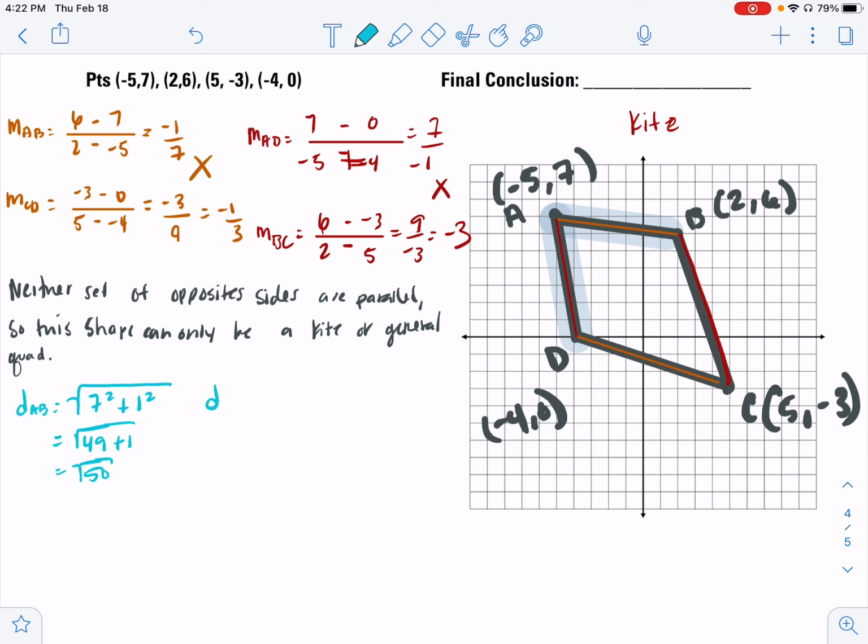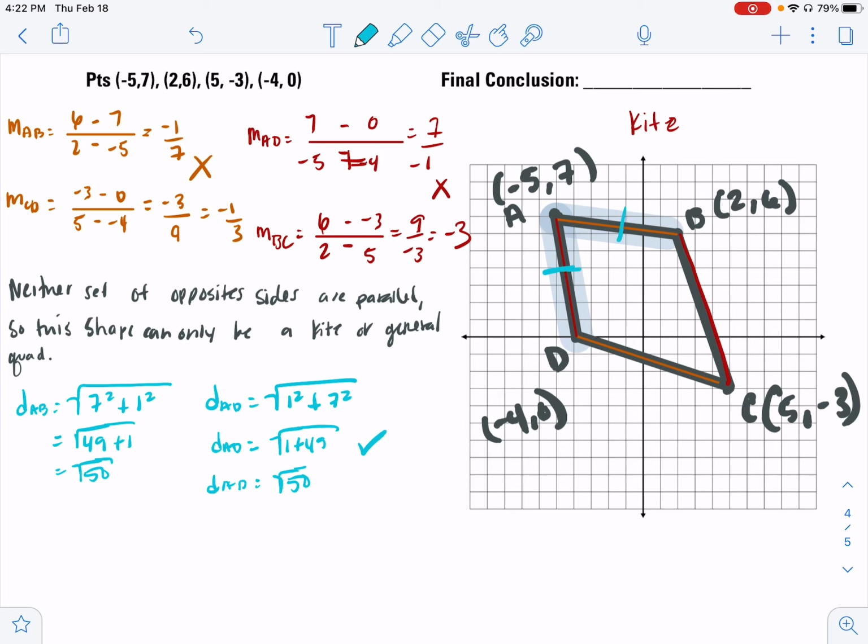I want to compare that to AD. My change in X is from -5 to -4, so that's 1. My change in Y is from 0 to 7, so that's 7. Once again, I'm at the same point where I know that those are exactly identical. I could keep going, AD is equal to the square root of 1 plus 49, and that is going to be equal to the square root of 50. So here, yes, they are congruent. They are the same length.